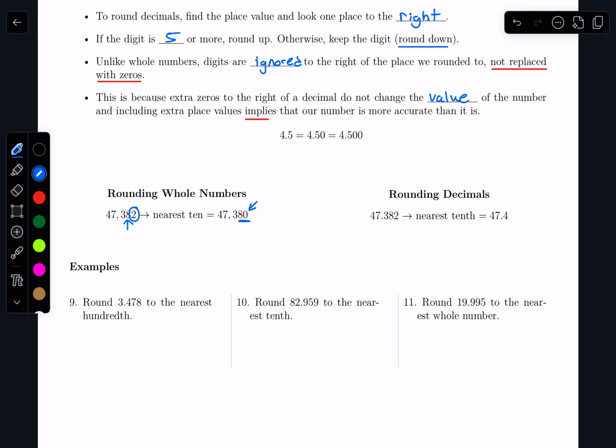But if we want to round the same digits but as a decimal, 47 and 382 thousandths to the nearest tenth, which is where this 3 is, the number next to it is an 8, so we would round up. So that 3 becomes a 4, but notice we do not put two extra zeros there. Even though we had two extra digits on the original number, if we put those two extra zeros, it implies that we rounded to the nearest thousandth, when in reality we rounded to the nearest tenth. So we don't put those extra zeros, we just ignore them.